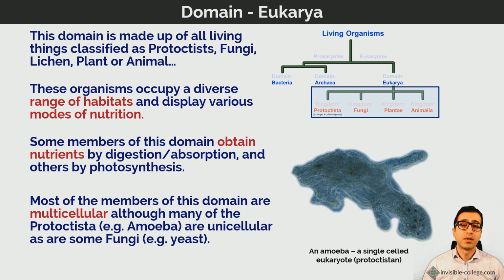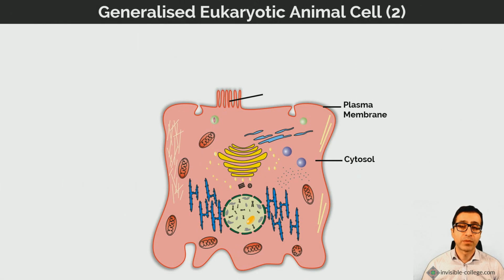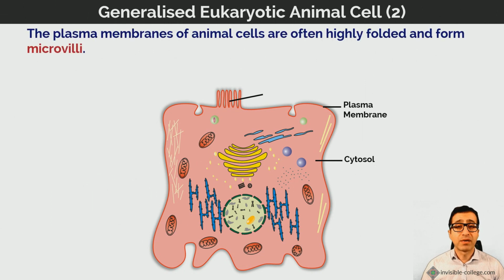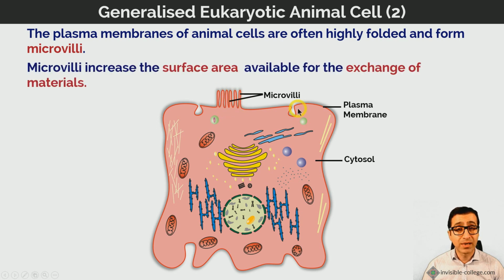So let's take a look at a generalized animal cell as an example of some of the features that you might find in eukaryotic organisms. So the plasma membrane of animal cells are often folded into these structures called microvilli. Now this is not necessarily a feature of all animal cells. Some animal cells will be specialized and will have microvilli to increase their surface area for absorption of substances across the membrane.